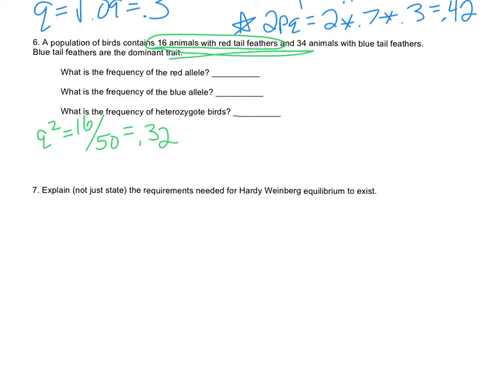So again, always figure out what you are given. If you're not given P, Q, or Q squared, you'll need to find it. That's where you have to start. From there, I'll go through and solve. Q would be the square root of 0.32, which is 0.57. P and Q have to add together to give me 1.